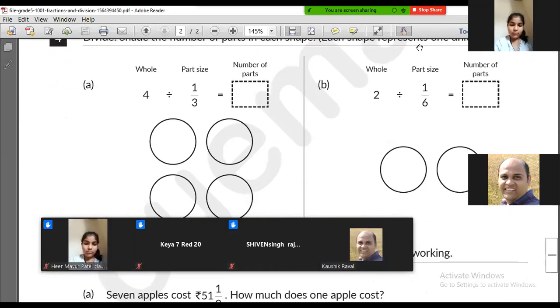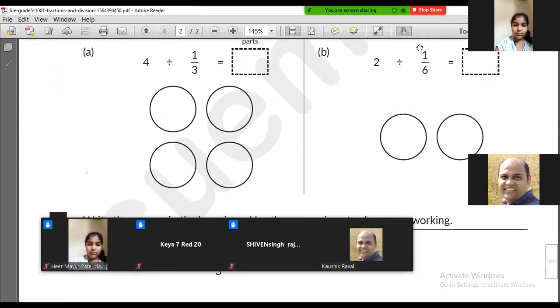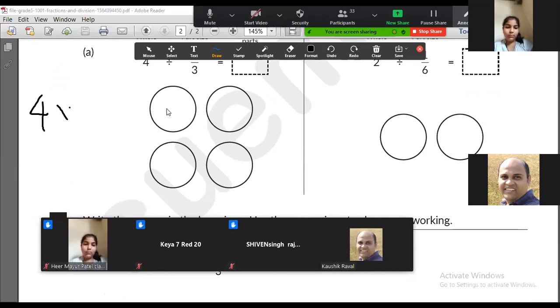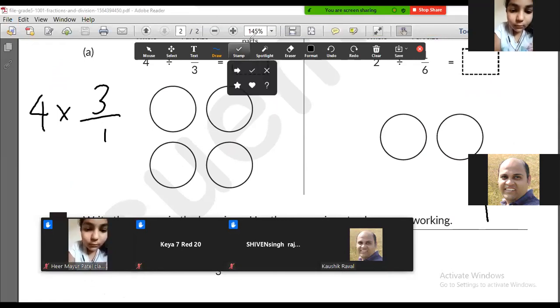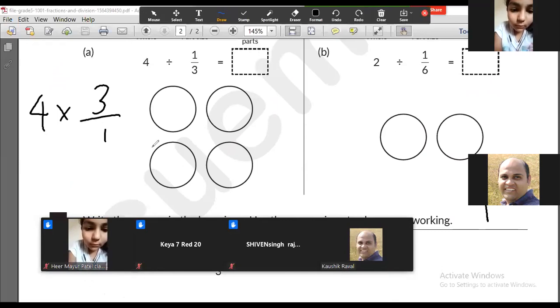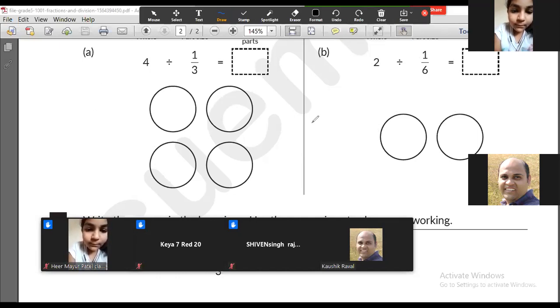Where are we? This one. Each shape represents one unit. This was the question, right? So how will we solve this one? 4 into 3 upon 1. So what it becomes? 12, right? 2 into 6 upon 1. So the answer will be 12. All you have to do is just take the reciprocal. Okay. Now going on to the next one.